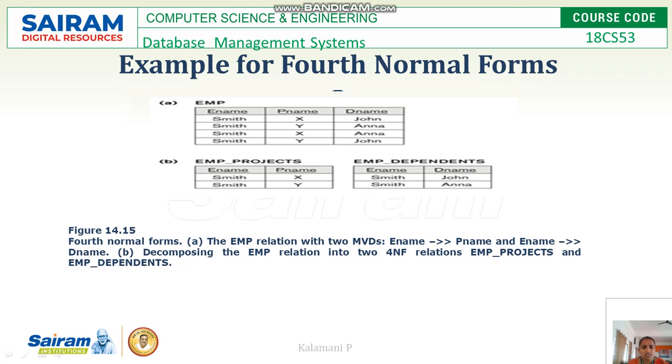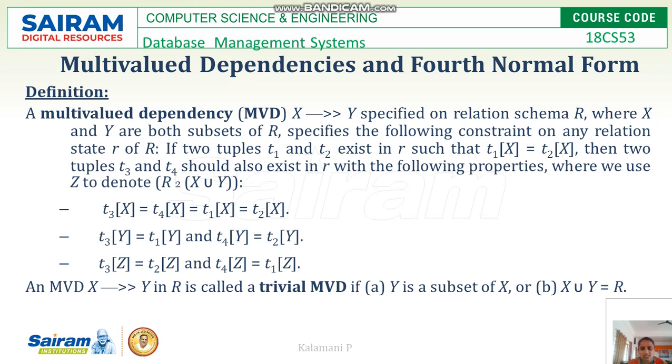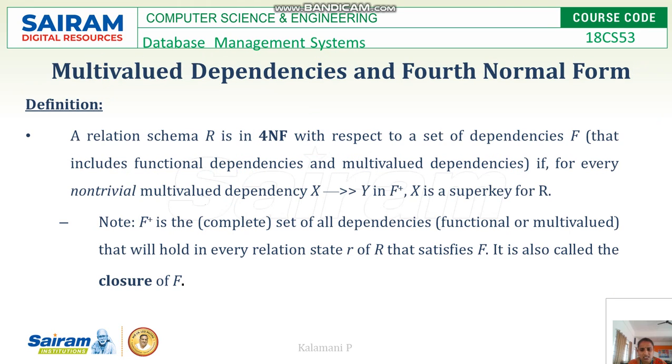Now EMP projects and EMP dependents are in fourth normal form. There is no multi-valued dependency. The original EMP table had multi-valued dependencies, so to convert it into fourth normal form, we decompose the relation into two relations, EMP projects and EMP dependents. Like this, for whatever relation you have, you have to check whether multi-valued dependencies exist. Another thing you should know is the condition: Y is a subset of X or X union Y should be equal to R. That condition should be satisfied.